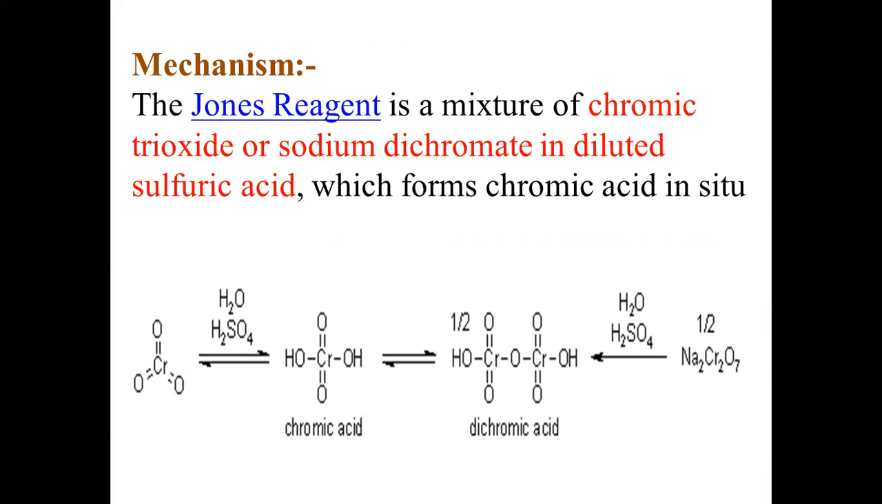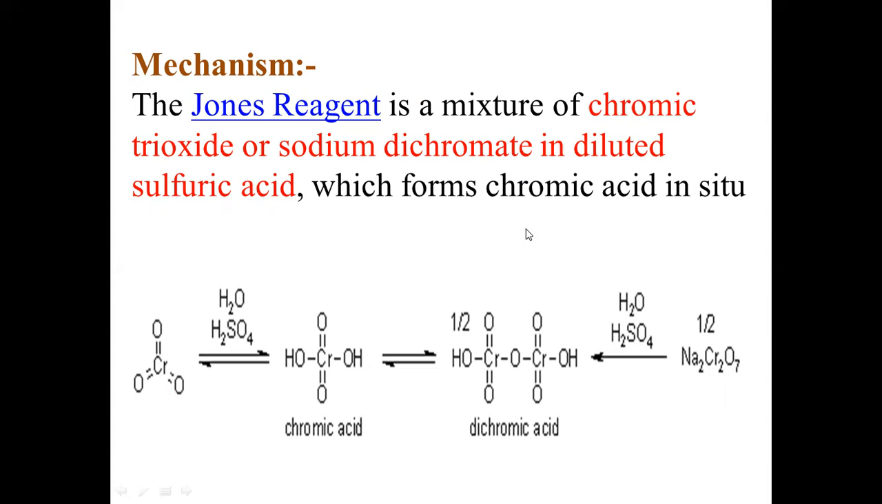In Jones oxidation, the reagent formed is from chromium trioxide or sodium dichromate. If you slowly add diluted sulfuric acid to this, that generates Jones reagent. This Jones reagent means it is chromic acid, which is prepared in situ during the course of the reaction.